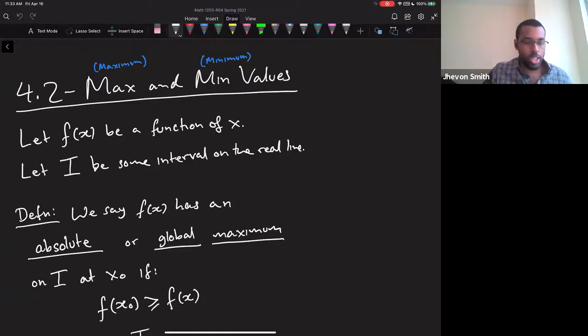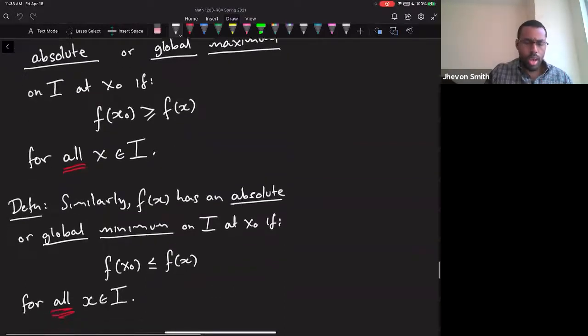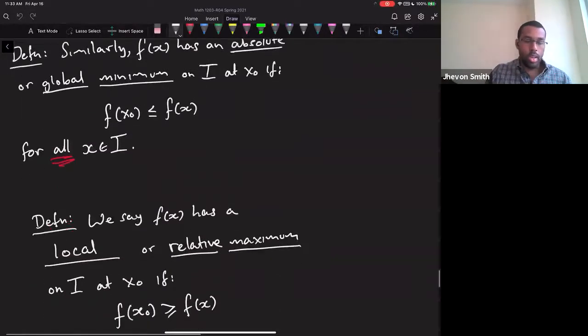So if f of x is a function, we say it has an absolute maximum if, on an interval, there's a point in that interval where the output at that point is bigger than everyone else in that interval, right? Greater than or equal to. It has an absolute minimum if there's a point where the output at that point is less than or equal to everyone else in the interval.